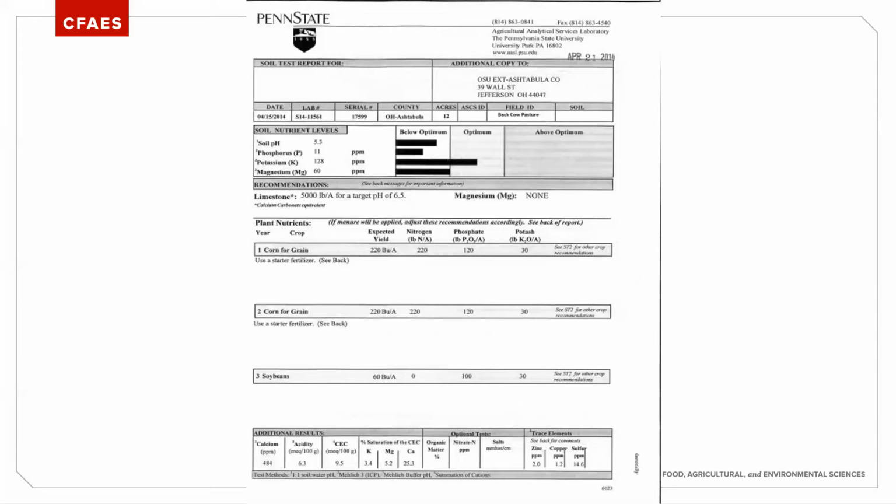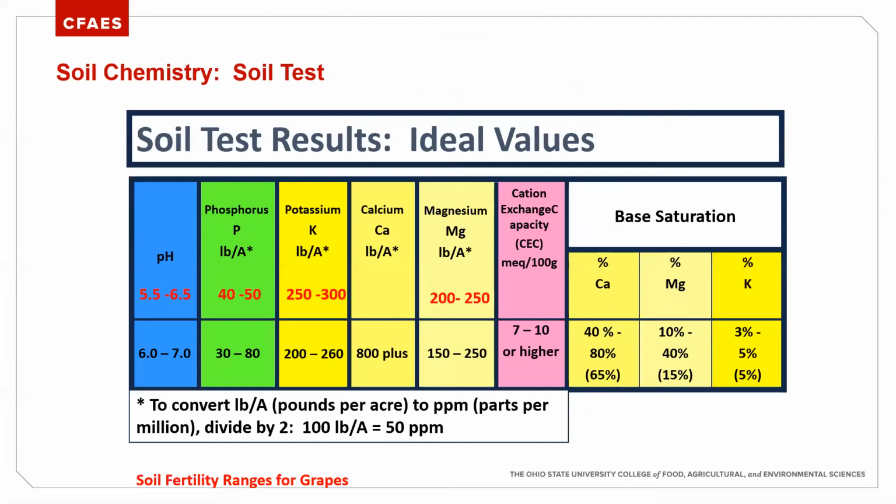Okay, pass that one up because in the essence of time, we're not going to spend time on that. Go to the next slide. This is what we're looking at when we get a soil test back: pH, phosphorus, potassium, calcium, magnesium. These are the things that are really important with grapes. You can see the values in red. Those are the ones that Andrew gave you. You're also going to see cation exchange capacity and base saturation.